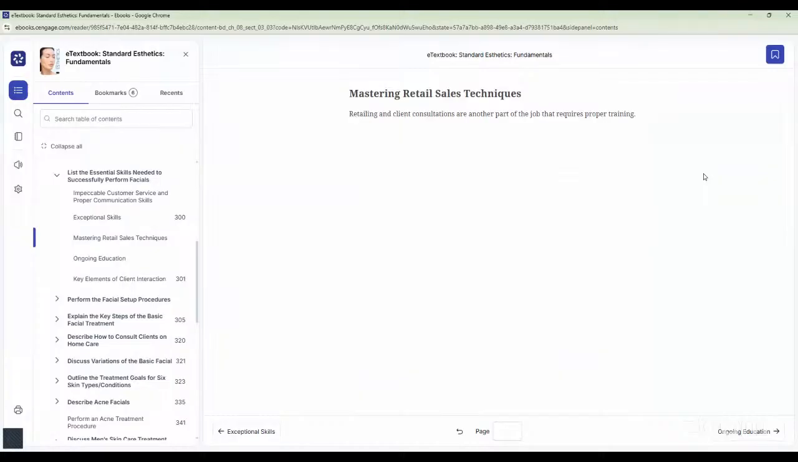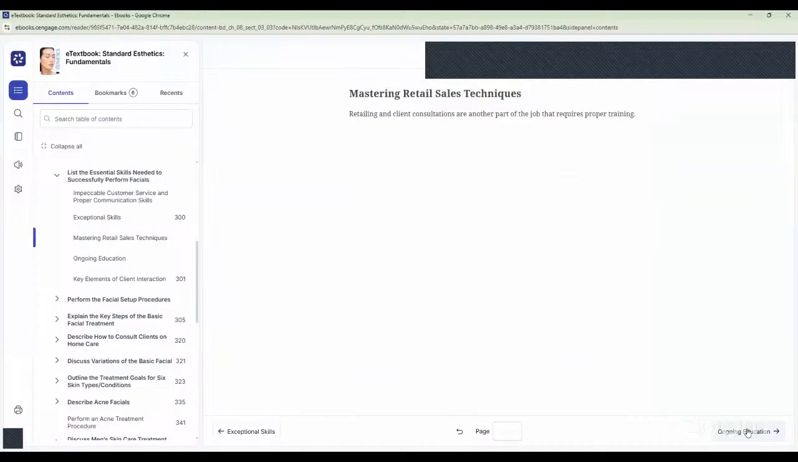I'm picking up that same momentum and trying to instill it into my students: retail, retail, retail. You have to make sure they have what they need in order for them to help you with what you're doing. Okay. Let's look at ongoing education.